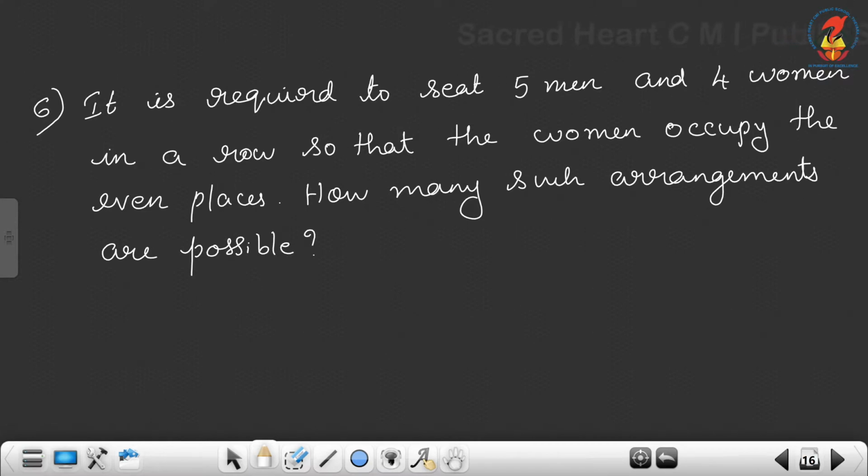Next one. It is required to seat 5 men and 4 women in a row so that the women occupy the even places. How many such arrangements are possible?